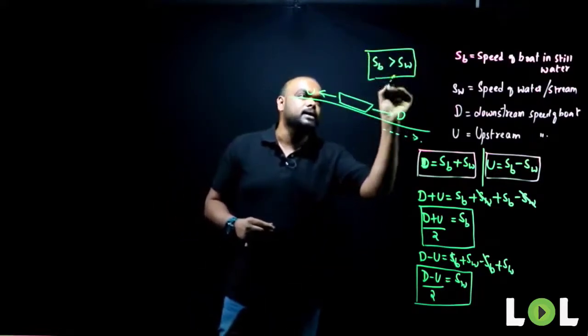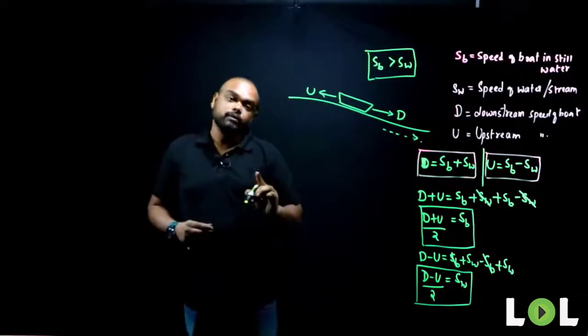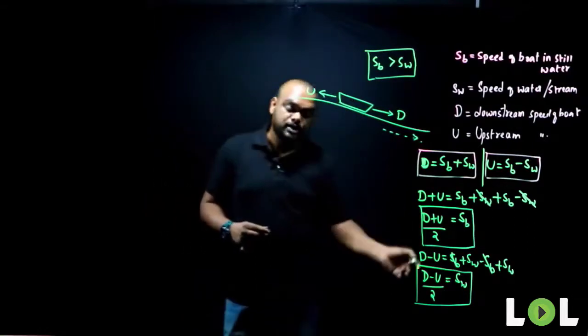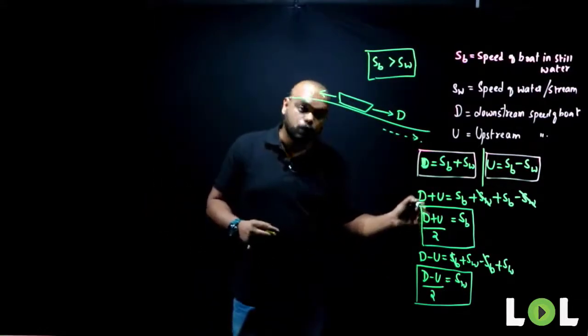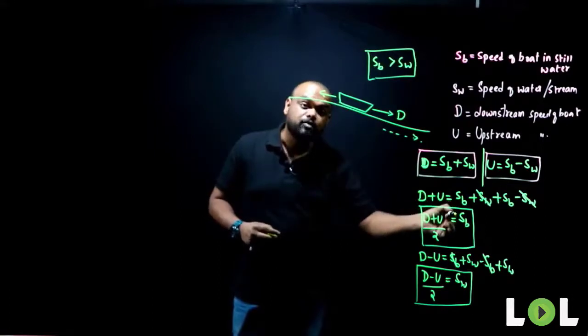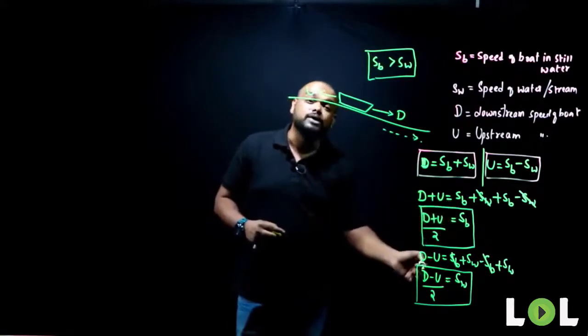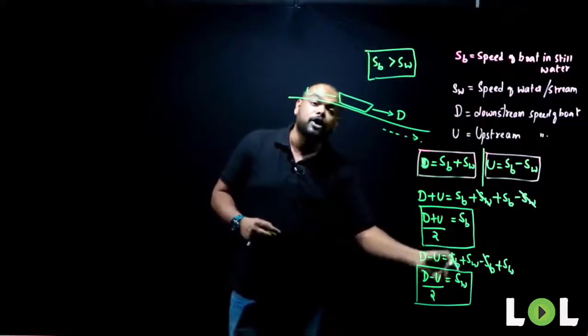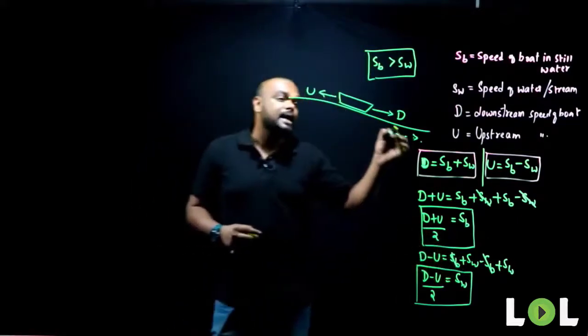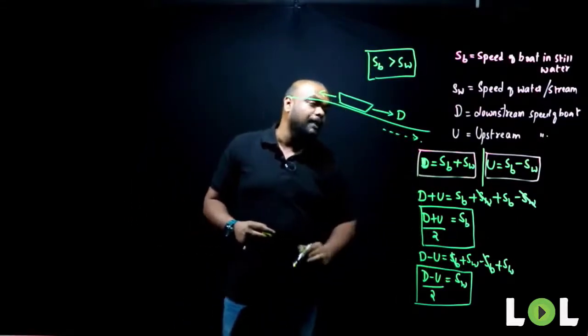So that is the reason (d plus u) by 2 will be more than (d minus u) by 2. So (d plus u) by 2 goes for the greater speed, that is SB, the speed of the boat in still water. (d minus u) by 2 is the smaller speed, and goes for the speed of water. So this is about the different formulas that we come across in boats and streams.